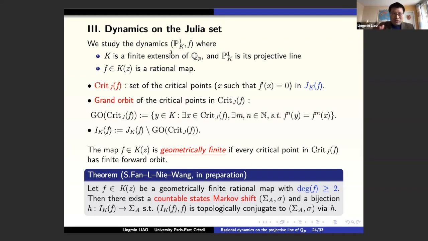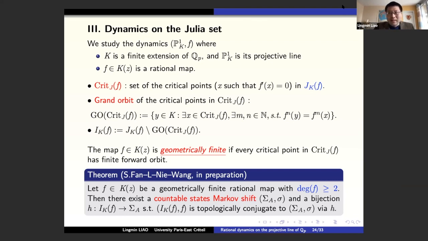Here, a little more generally, you can study some finite extension of Qp. And usually for a rational map, I need to work also on the infinite point, so I work on the projective line. So I study the rational map on some finite extension of Qp. In the Julia set, you can find some critical points, which is a harder situation. So how do we treat this situation?